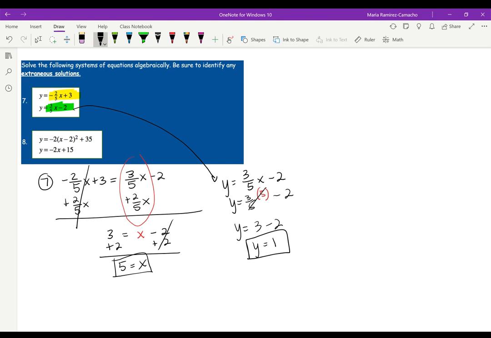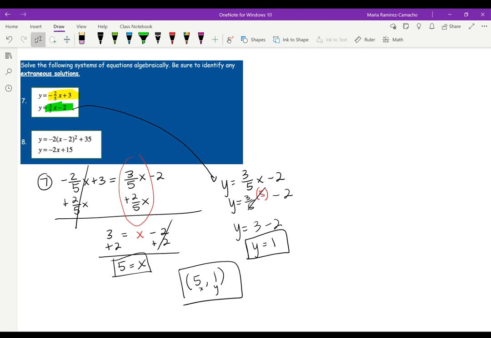And we want to write our solutions for systems as coordinate points. Again, we have both x and y, and these coordinate points represent the points of intersection on the graph. So these two lines would intersect at the point (5, 1). Okay, and that's it for number 7. I know the instructions said be sure to identify any extraneous solutions. You can check (5, 1), plug in 5 for x and 1 for y into both of these two equations, and it'll make the equations true.